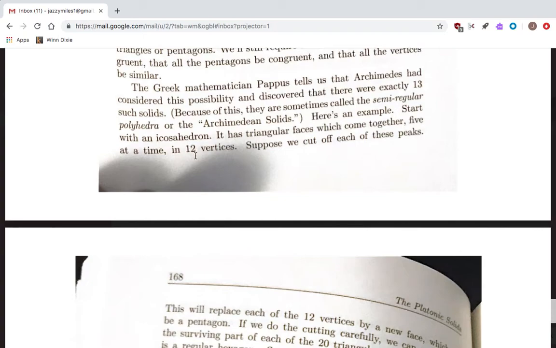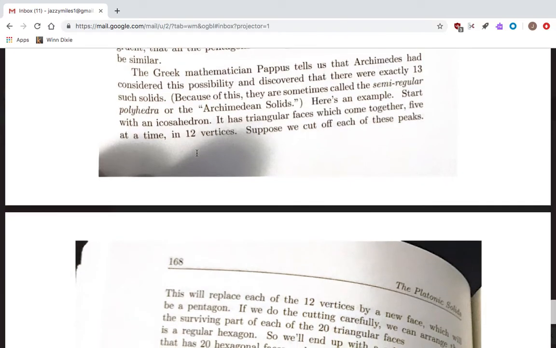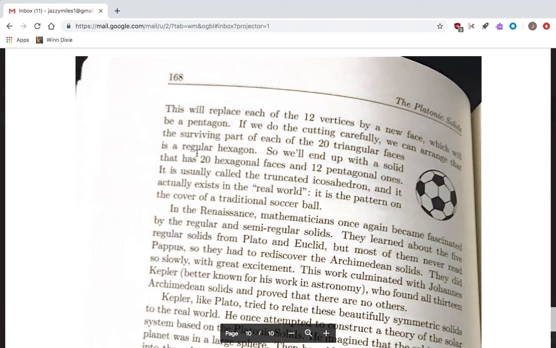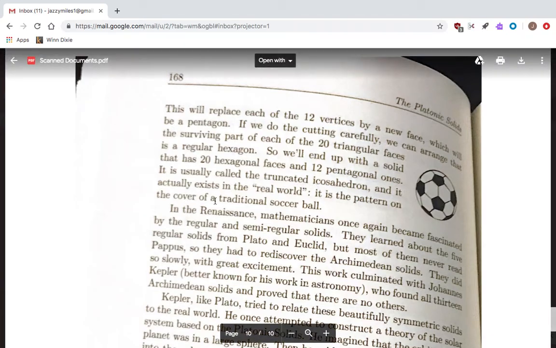Here's an example. Start with an icosahedron. It has triangular faces which come together 5 at a time and 12 vertices. Suppose we cut off each of these peaks. This will replace each of the 12 vertices by a new face, which will be a pentagon. If we do the cutting carefully, we can arrange that the surviving part of each of the 20 triangular faces is a regular hexagon. So we'll end up with a solid that has 20 hexagonal faces and 12 pentagonal ones. It is usually called the truncated icosahedron, and it actually exists in the real world. It is the pattern on the cover of a traditional soccer ball.